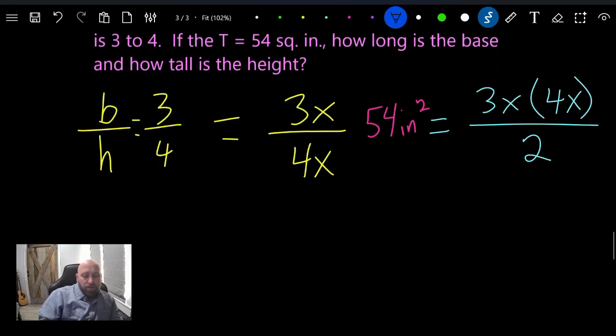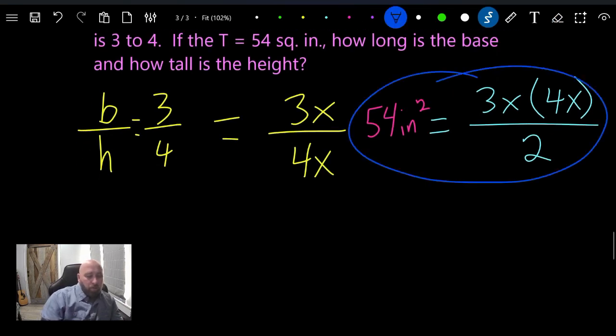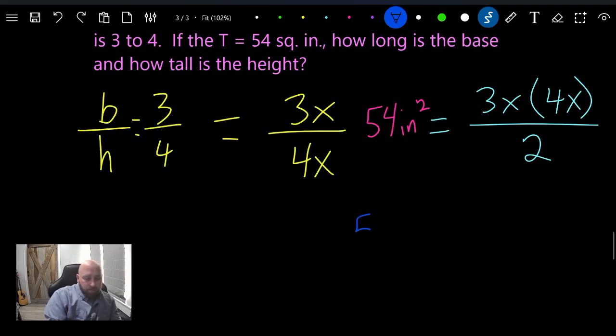And now what we want to do is we just want to use our algebra, and we want to solve this. So 54, I'll leave this off for now. We'll come back to that at the end, equals 3x times 4x. In fact, let's just do that. 3x times 4x is 12x squared. Don't forget that you're multiplying x times x. And when you do that, you get x squared over 2.